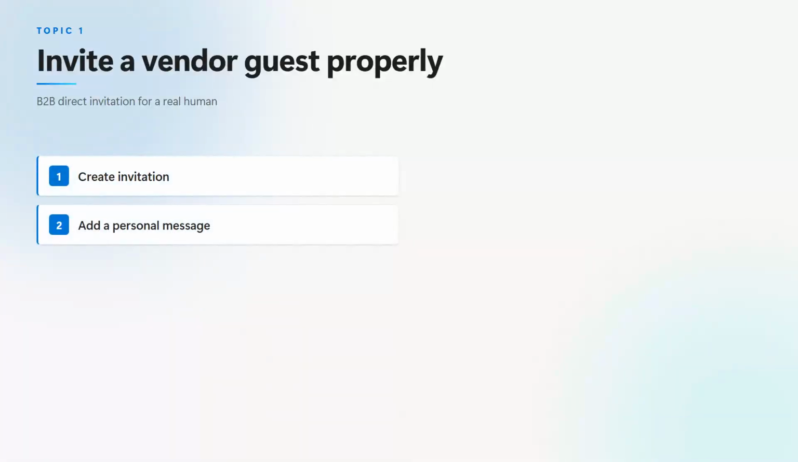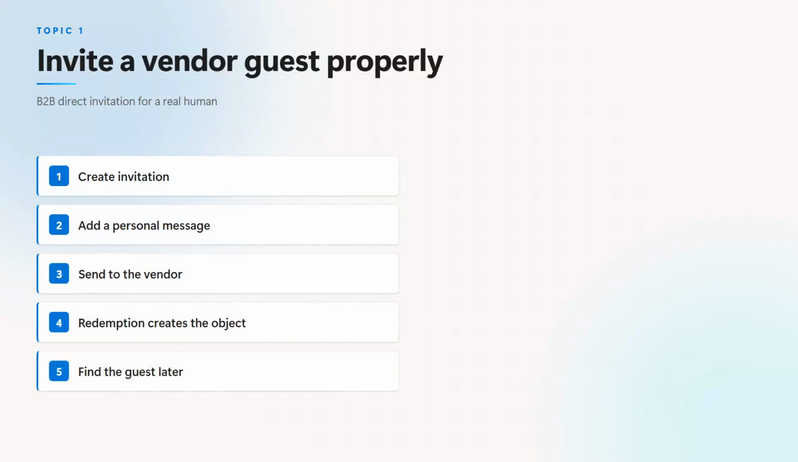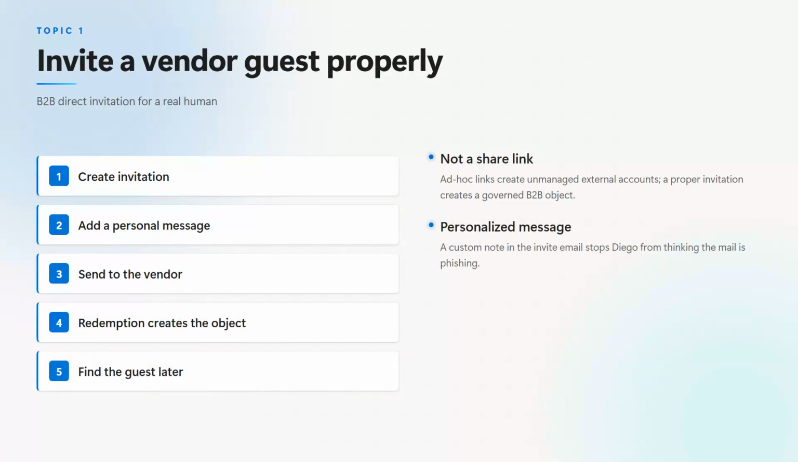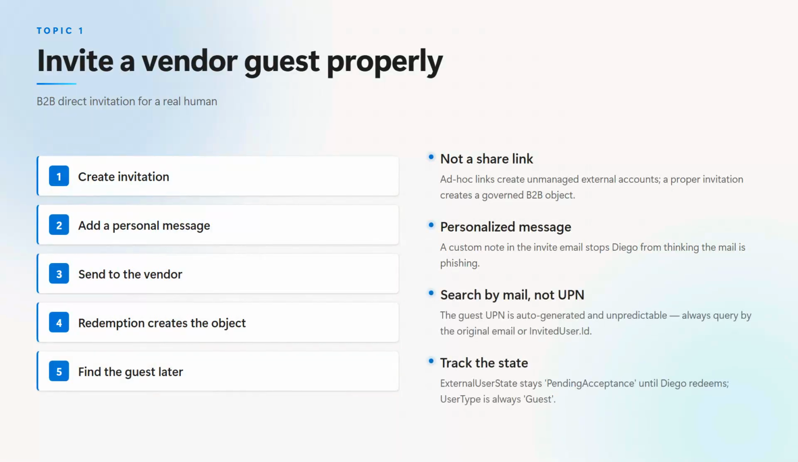When you bring an external vendor into your Microsoft 365 tenant, a simple share link isn't enough. You need a governed, trackable guest account. This step solves that by sending a proper B2B invitation, which gives the guest their own object in your directory and lets you manage access with policies, not just permissions on a single file.